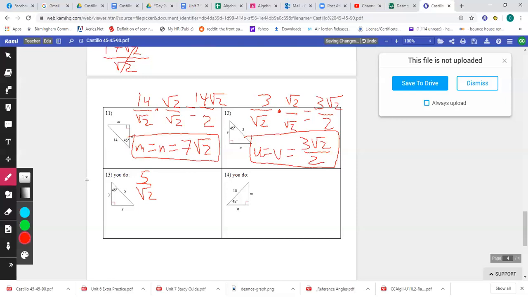So we have, remember, you divide by root 2 if you're going from hypotenuse to leg. So I multiply top and bottom by root 2 over root 2. And I get 5 root 2 over 2. I can't simplify that, so that's my final answer.